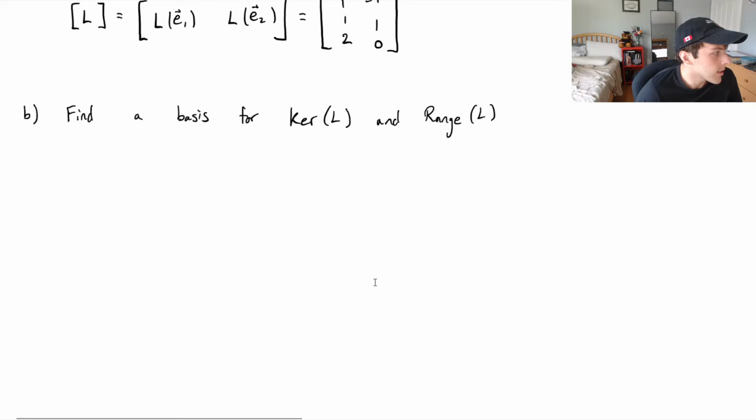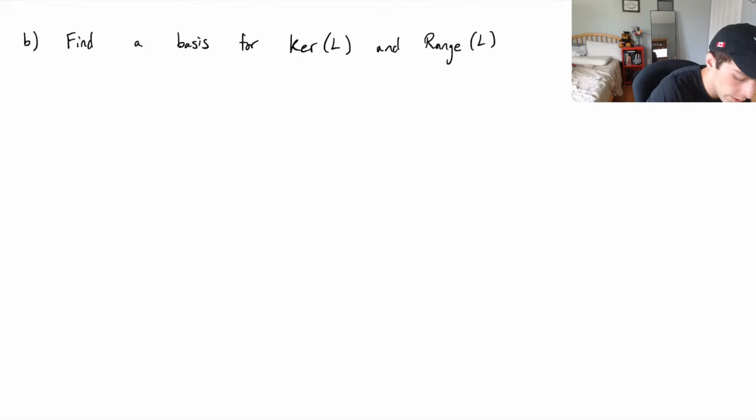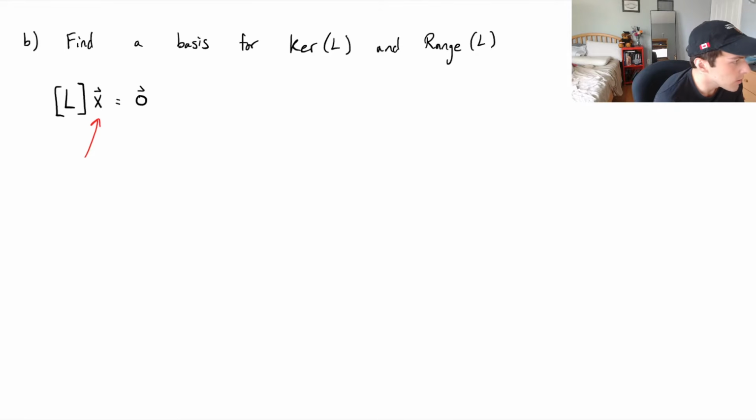So next, this is asking us to find a basis for the kernel of L and the range of L. Let's do a little bit of a refresher of what these actually mean. The kernel of L is all the vectors x that, remember our linear transformation can be expressed as this standard matrix L times a vector x, and when this is equal to the 0 vector, the kernel is all of the vectors x that, when multiplied by our standard matrix L, will map to the 0 vector of our codomain.